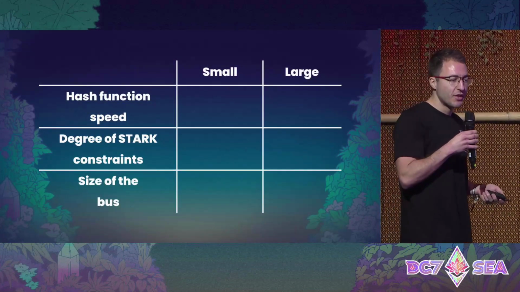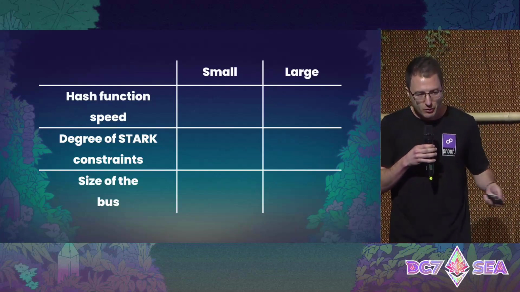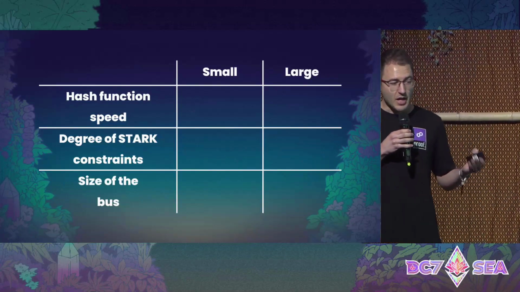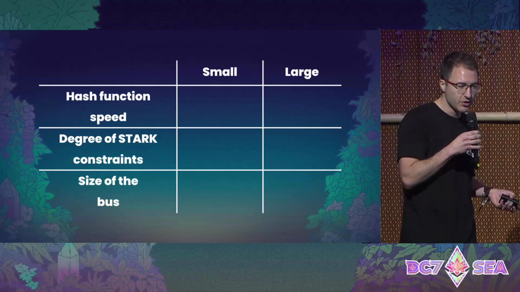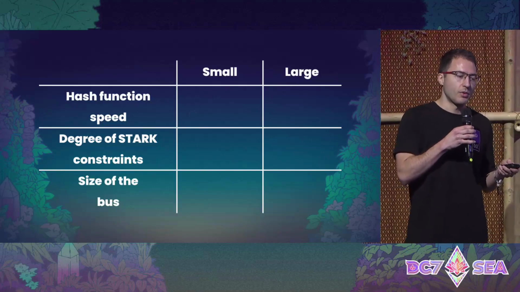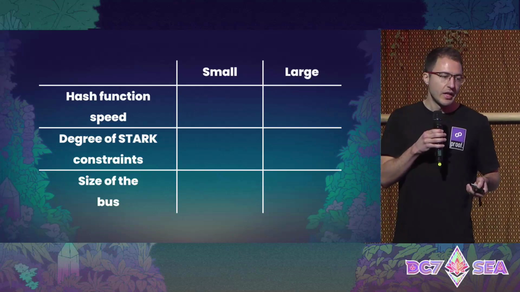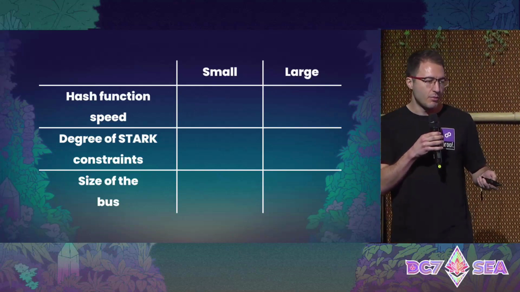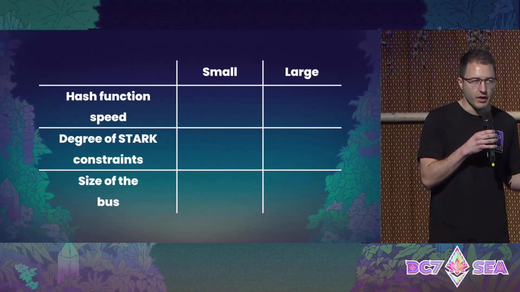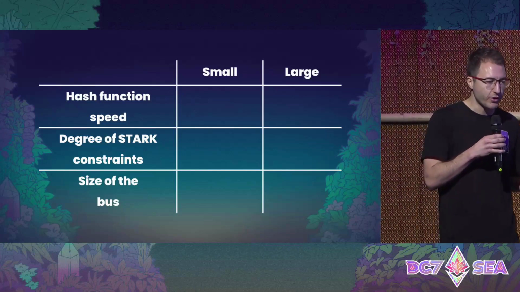Many different parameters influence which technique is best in what circumstance, depending on what you care about. We're going to focus on three: hash function speed, the degree of STARK constraints, and the size of the bus. So, hash function speed. When in STARKs you have to choose your hash function, and by slow or fast, we really mean for the prover, on the prover's machine. How fast is it to hash two numbers, or however many?